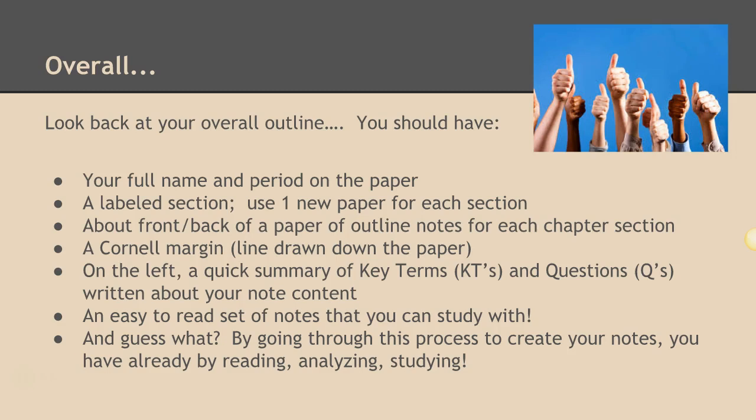You can review these bullet points, but you should have your full name, period, a labeled section, 1 new page for each section. Most students have about the front and back of a paper of outline notes for each chapter section. You have a Cornell margin. On the left, your key terms and questions, and a very easy set of notes that you can study with. And guess what? Just by going through this process to create your notes, you've already, by reading, been analyzing and studying.